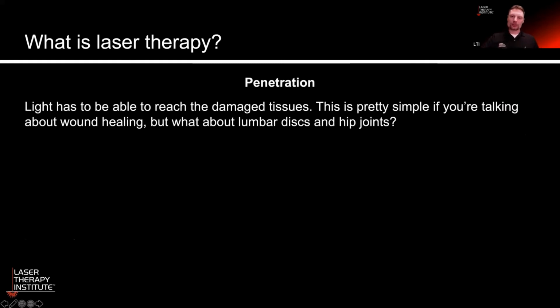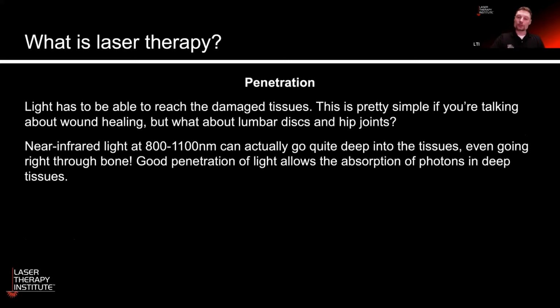We're still going technical here. Now we're going to talk about penetration, because absorption is good, but if you absorb 100% of light at the surface, then you're not really getting anything into the deeper tissues, which isn't always necessary. But in many cases, we do want to get light into deeper tissues. And it has to be able to get down there if you're going to work on anything deep, like the lumbar discs or hip joints.